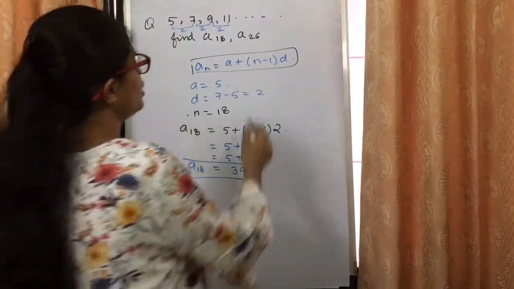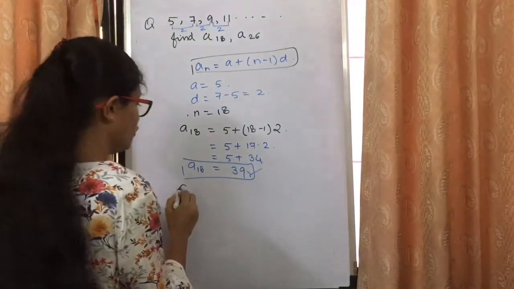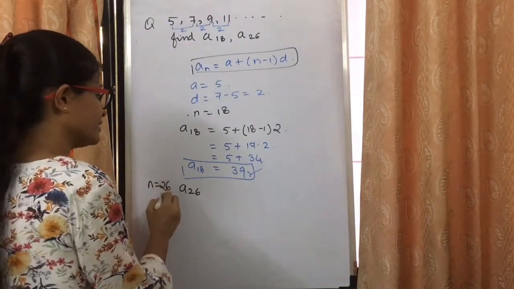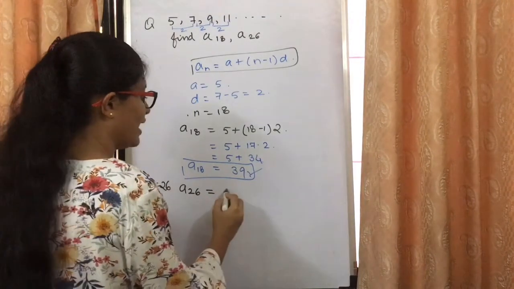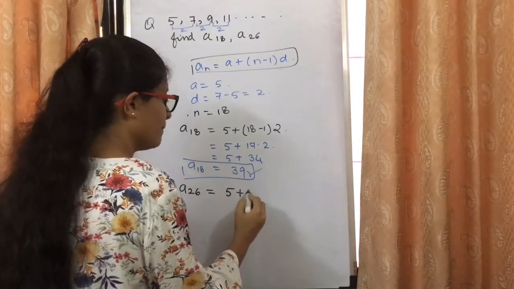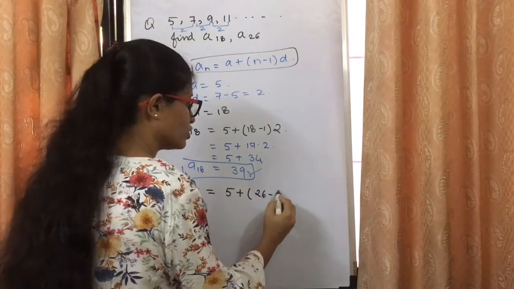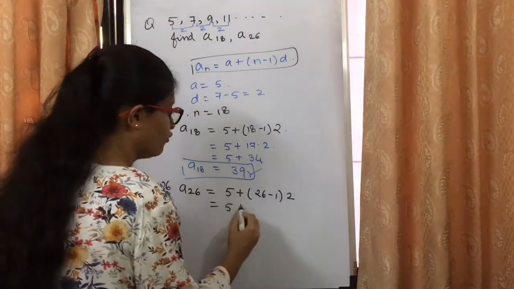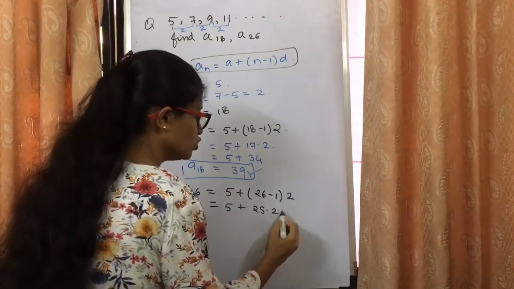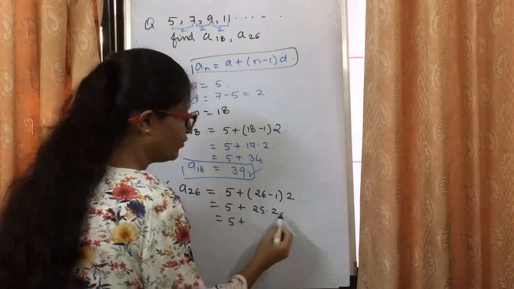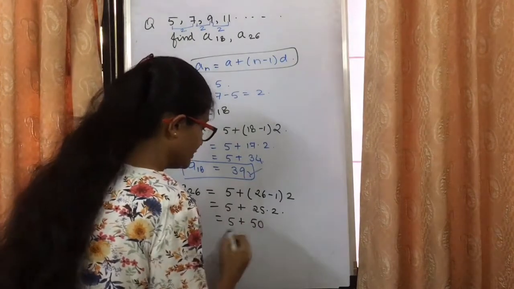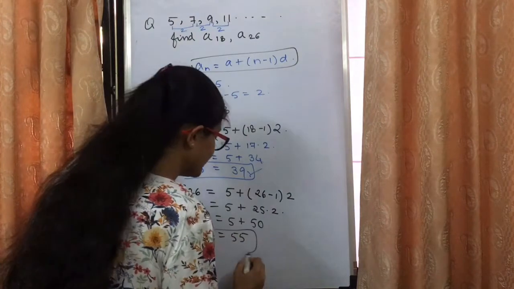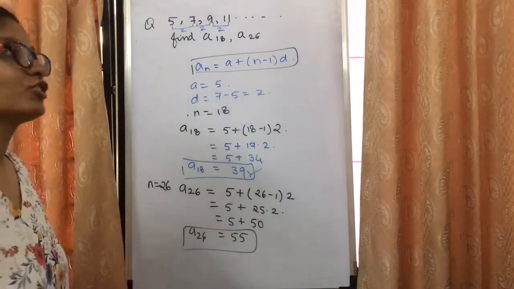Now we will move on to the 26th term of the series. So we need to take out A26, which means n is 26. We can write A is 5, plus n is 26 minus 1, into 2. D is 2. So it will be 5 plus 25 into 2. 25 into 2 will give you 50, and the answer for the 26th term of the series is 55. So what is the use of this?